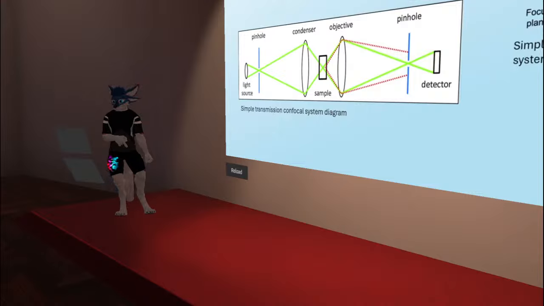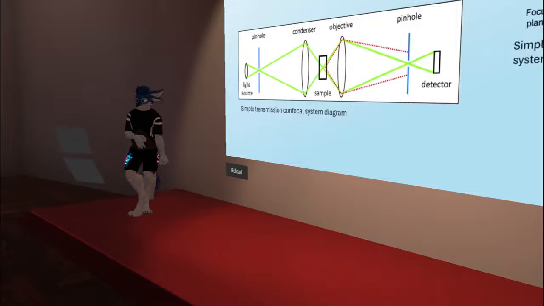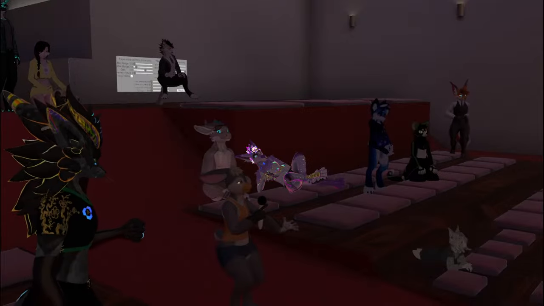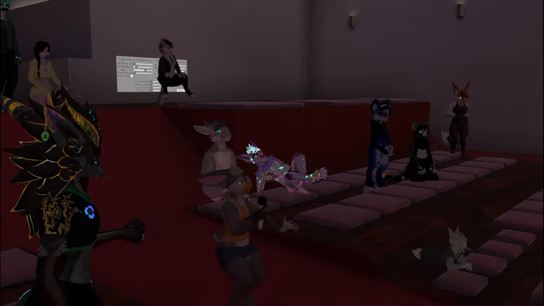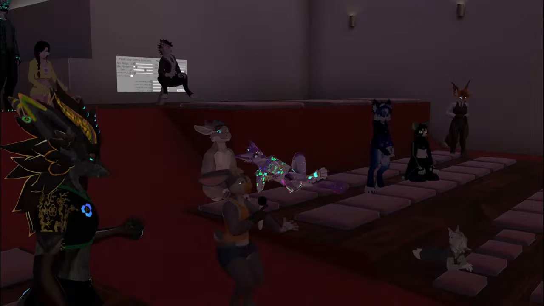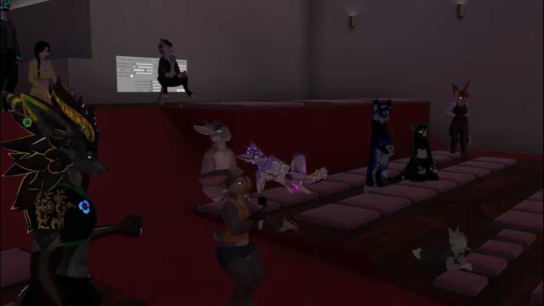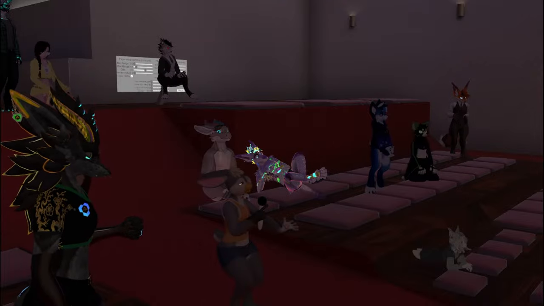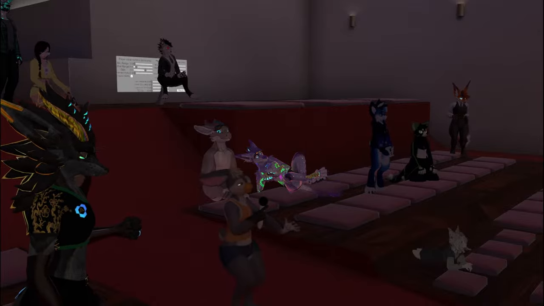Okay, so a follow-up question. Modern lithography is using extreme ultraviolet. Is that becoming a thing for optical microscopy? As far as I know, no.